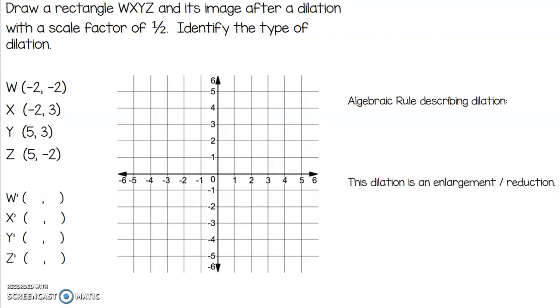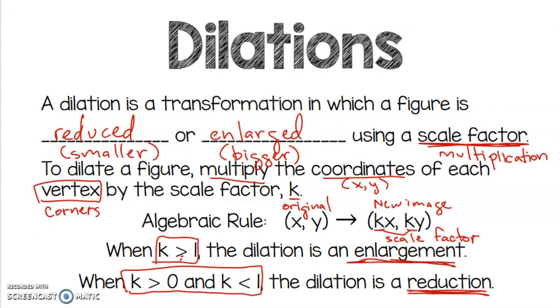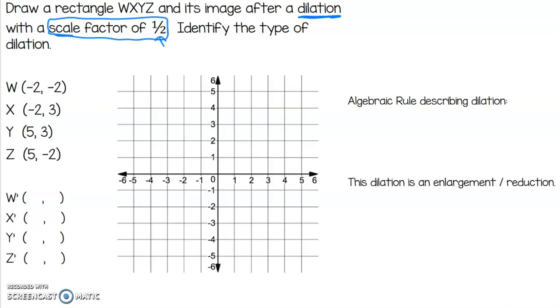All right, let's look at it one more time. Draw a rectangle WXYZ and its image after a dilation. So I'm thinking, okay, this is a multiplication relationship. It's getting larger or it's getting smaller. With a scale factor, A, this is what I multiply by, of 1/2. Okay, so 1/2 scale factor, if the scale factor is less than 1, it's a reduction. Okay, so this is a reduction, so my shape should be getting smaller. Okay, that's because that's less than 1. So I can come right here, the dilation is a reduction because our scale factor is less than 1.